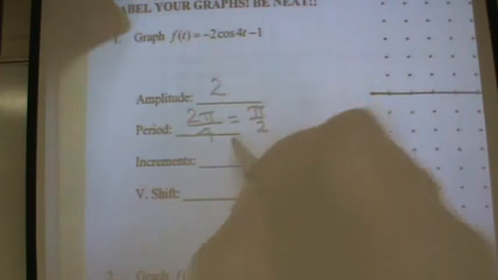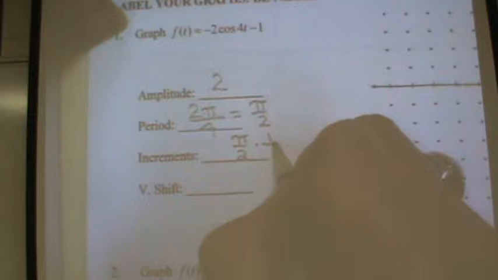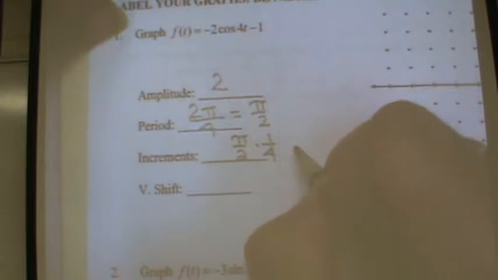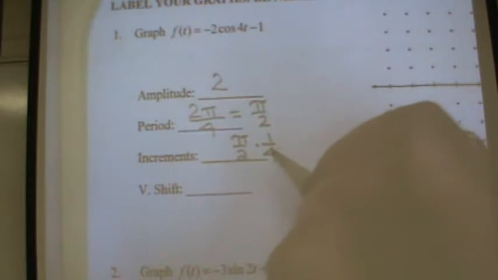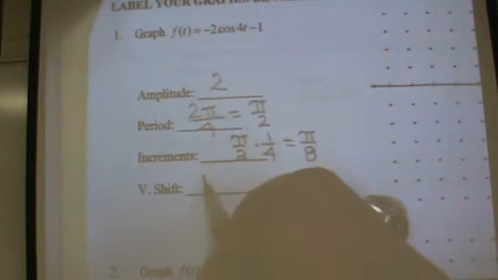Now, you take this and cut it into 4 parts. Now, if it's a fraction, multiply by a 4. If it's a whole number, divide by 4. So pi over what? 8. And this is 1 down.